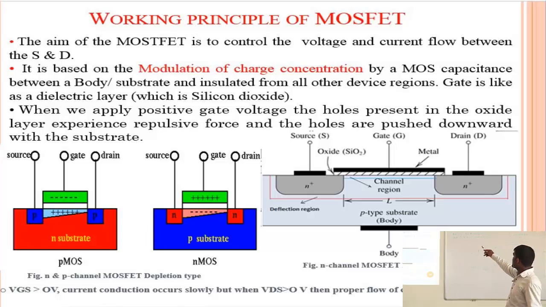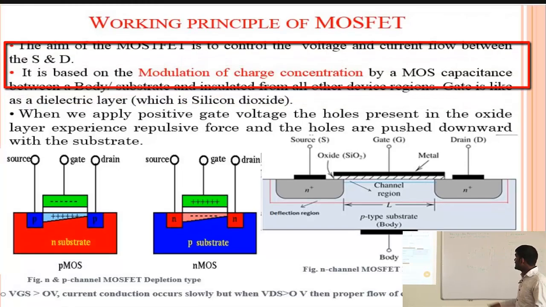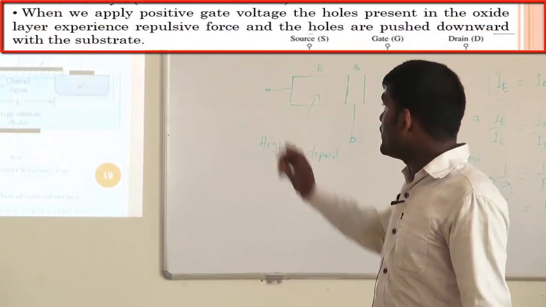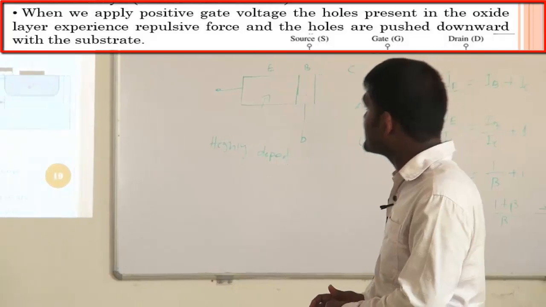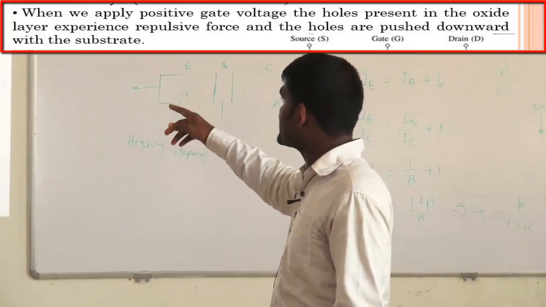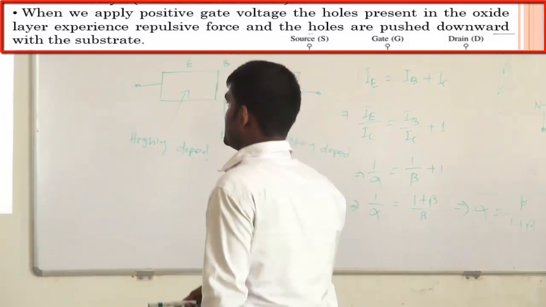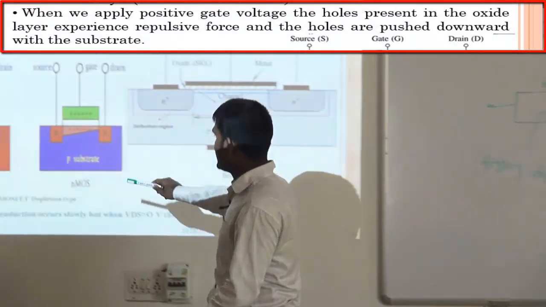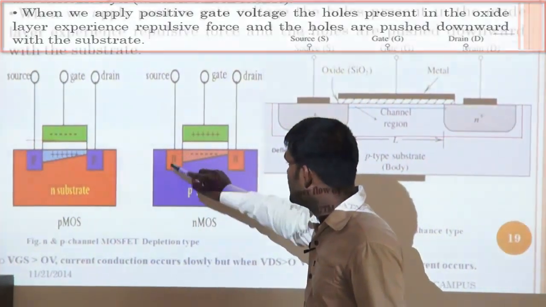It is written based on MOS capacitor between the body and substrate, and insulated from the other devices region. Gate is like a dielectric layer, which is silicon dioxide. Next point, when we apply positive gate voltage, the holes present in the oxide layer experience repulsive force and the holes are pushed downward into the substrate. So I will take N type material. So N is there, electrons are emitted.